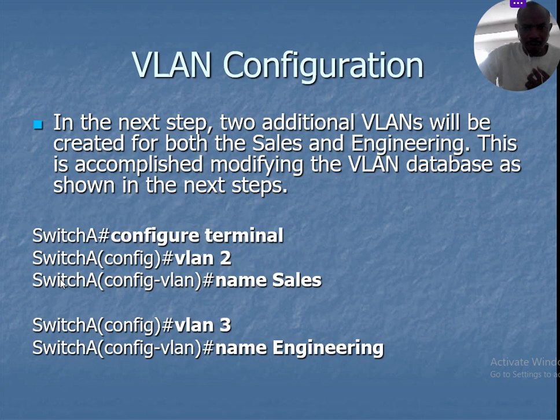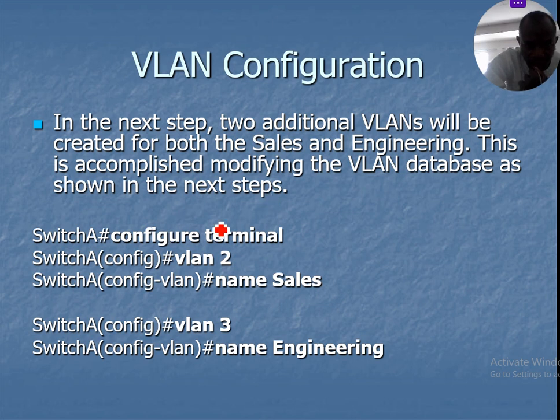That's what you've configured. Now, in the next step, two additional VLANs can be created, maybe one for the sales department and another for the engineering department. If you like, you can do more. This is accomplished by modifying the VLAN database as shown in the step. Remember, VLAN 1 is the default VLAN for the administrative department, the IT department. Now we are creating VLAN 2.